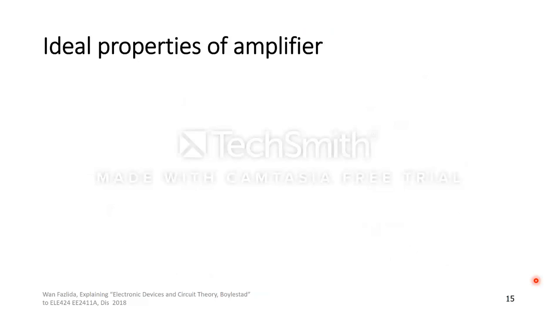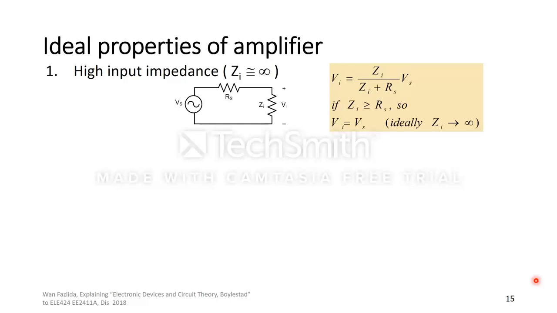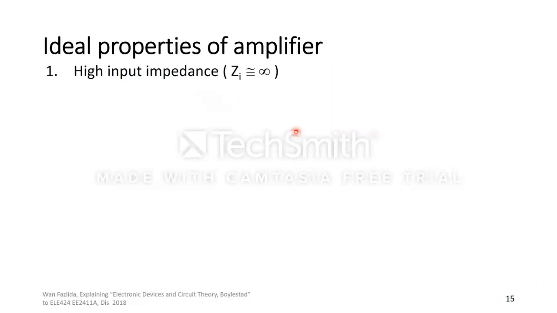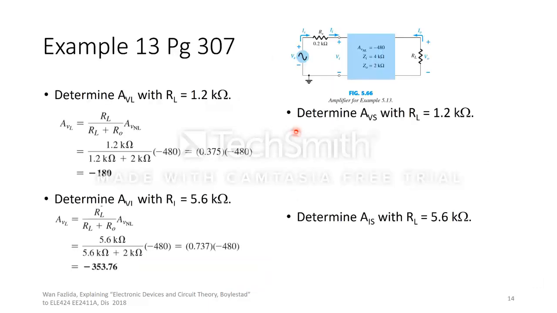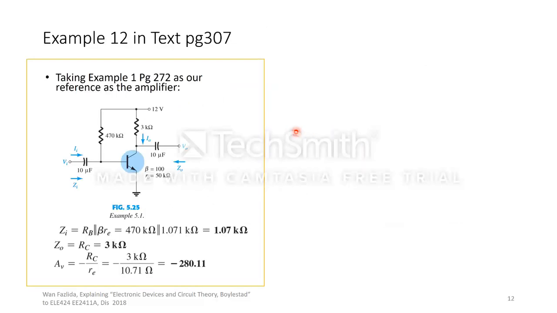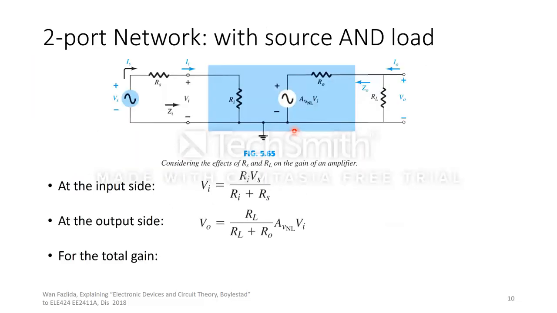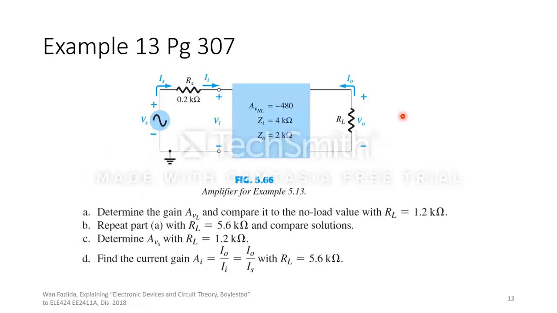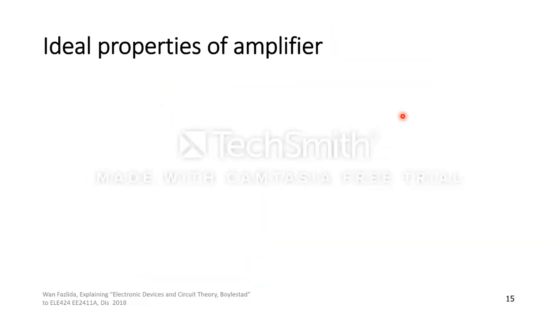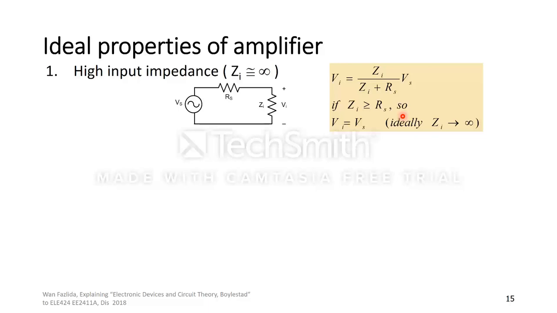So what's a good amplifier? What are the ideal properties of an amplifier? Now, a good amplifier should have high input impedance, okay? If I can just go back, sorry, it's just this one here. Okay, this is the input side. Later on I'm going to have a look at the output side only. I'm just telling you so that I don't go back and forth. Okay, so this is the input side.